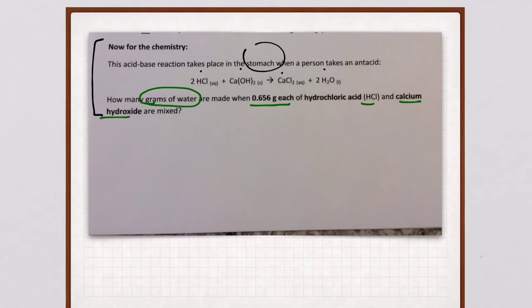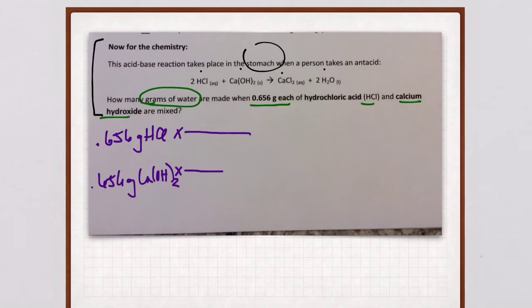Okay, so what are we starting with? We're starting with 0.656 grams of hydrochloric acid. We're also starting with 0.656 grams of calcium hydroxide. Okay, so first step in any of these, whenever you start with grams, what do we do? We divide by the molar mass. So let's get that step done. We've got 1 mole of HCl, and we have 1 mole of calcium hydroxide. Oh, that really is a hydroxide, I promise.